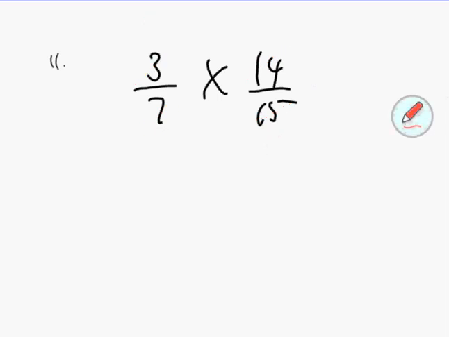If you multiply 3 times 14, you're going to get 42. If you multiply your denominators, you're going to get 105. And right here, the problem with this is most people would look at that and say it ends in a 2 and ends in a 5, so it must be lowest terms.